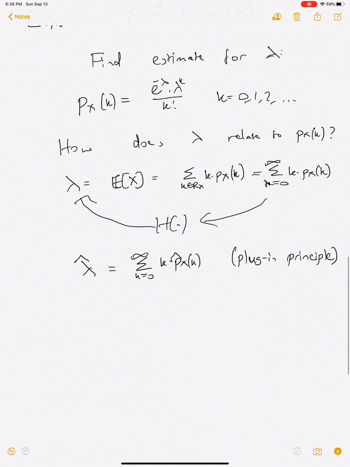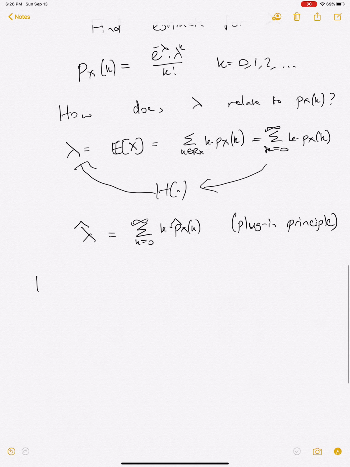Okay, so you can clearly see that this is a perfectly reasonable estimate. And so we can use the fact that we're trying to estimate a population mean, and so we're going to use the sample PMF to do that. And all we've done is plugged in the p hat x wherever we see px.